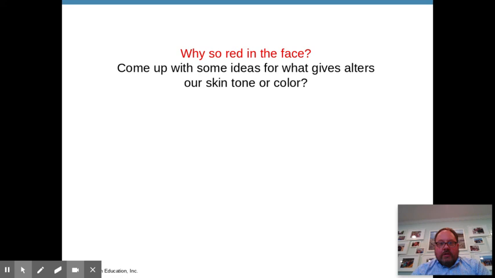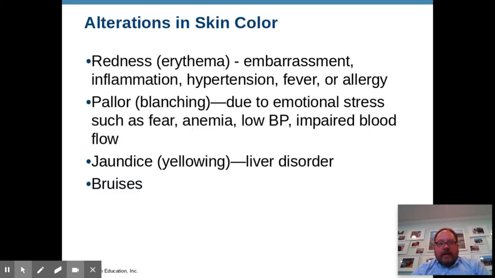Ideas for what can alter skin tone. Different reasons for this. Redness or erythema. The redness in the skin, again, for a person with paler complexion, it can be due to emotional reasons like embarrassment. It could be due to things like fever. If your body temperature increases, well, then your body's going to try and release that heat, so you dilate blood vessels in the surface of the skin to try and release that, or like allergic reaction, stuff like that.